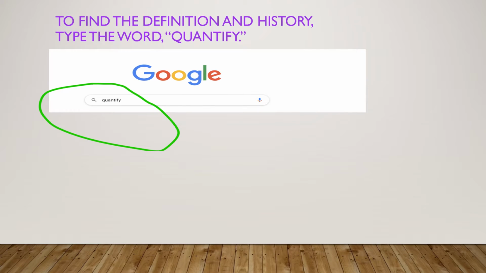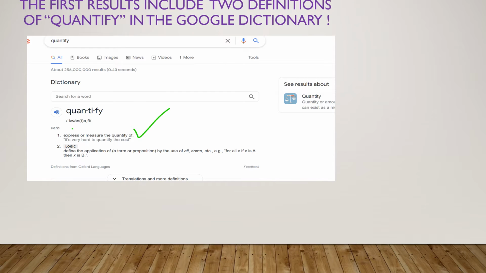Okay, if you go to Google, you can type the word quantify into the search box, and then you press the enter or return button to view the results of your search. When you look for a definition of a word such as quantify on Google, your first two results will be two definitions of quantify in the Google dictionary.